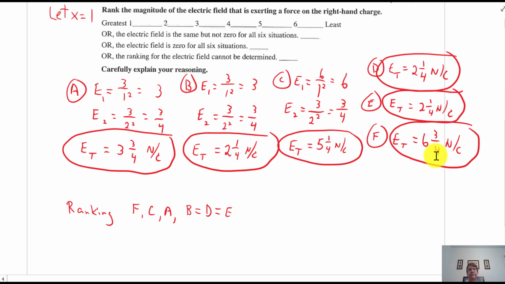So the ranking is F, and then C. Now you can see I have the numbers all circled. F, C, A, and then the other ones are all equal. B equals D equals E.